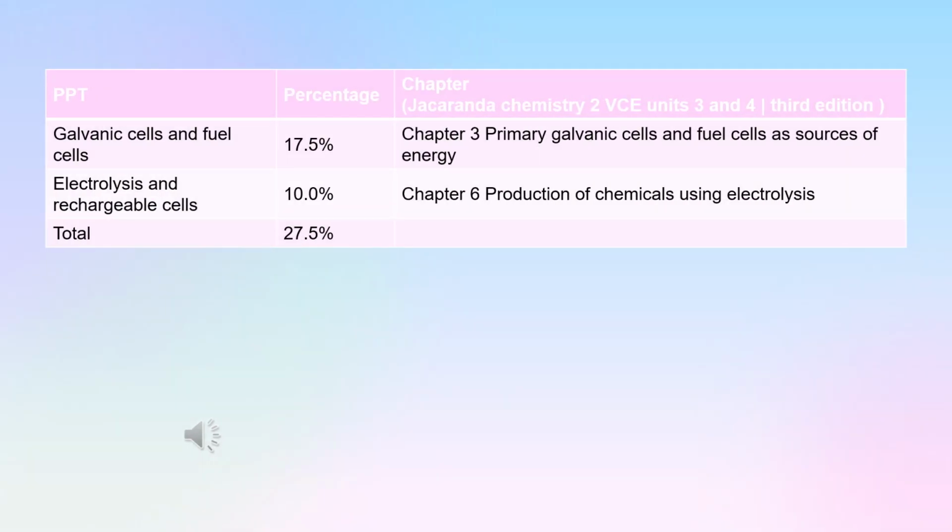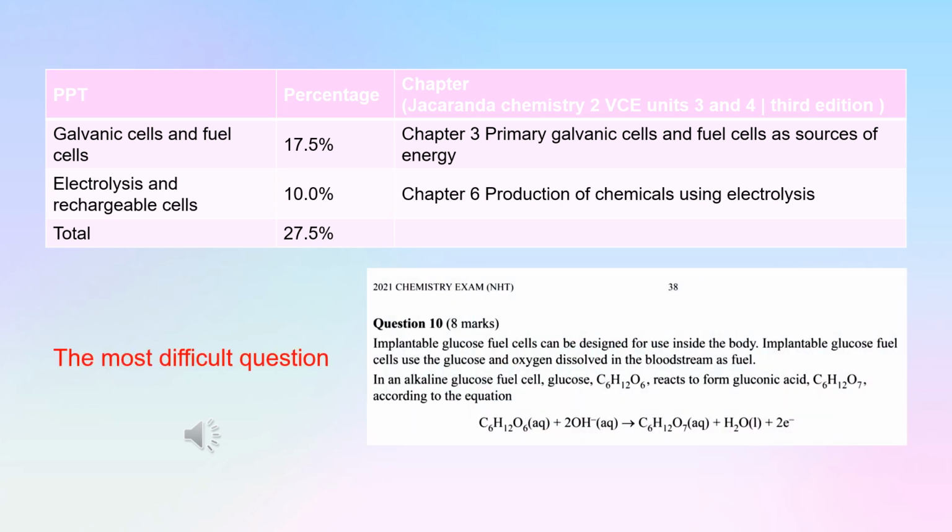I separate the electrochemistry into 2 sections, galvanic cells and fuel cells, and electrolysis and rechargeable cells. The galvanic cells and fuel cells are matched to Chapter 3, and the electrolysis and rechargeable cells to Chapter 6. The electrochemistry is 27.5% of the total score. I think the most difficult question in electrochemistry is question 10. Probably, it is the most difficult question in this examination because biochemistry is combined with electrochemistry.